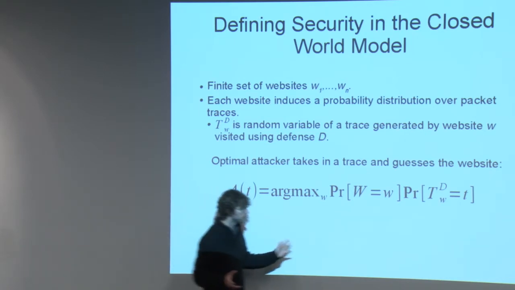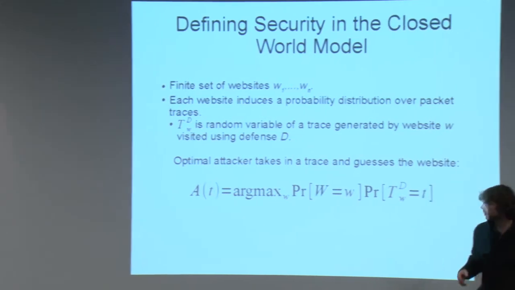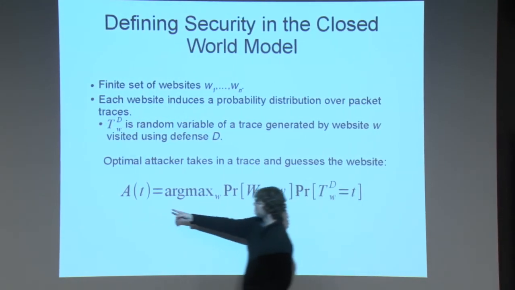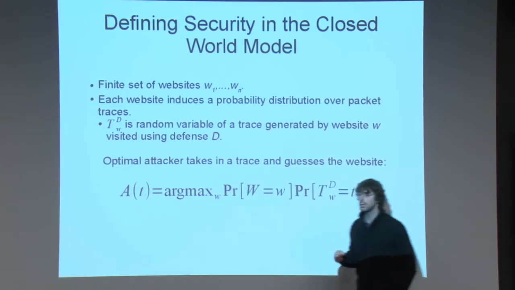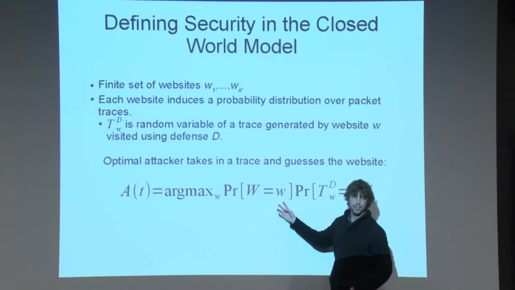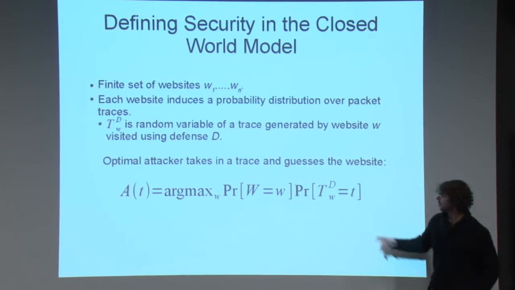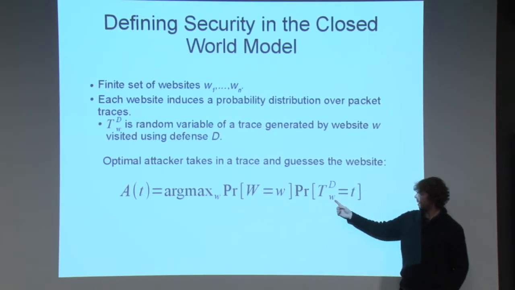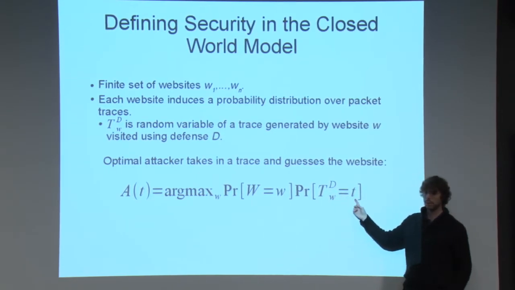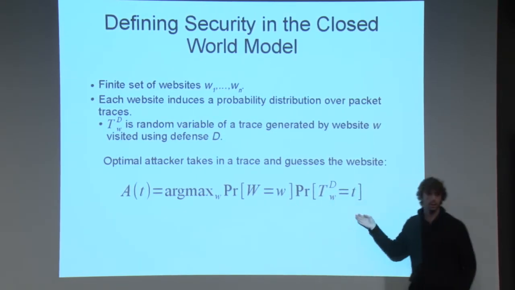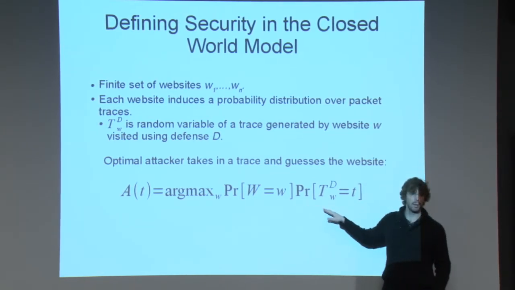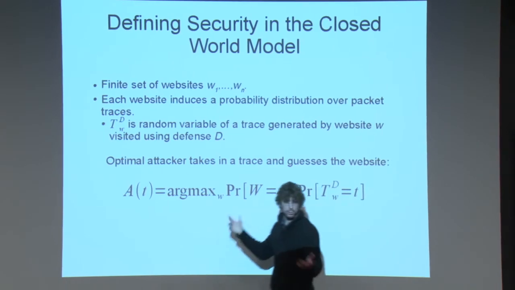And the definition may look fancy and complicated, but it's really quite simple. Basically, the attacker is given a trace, and the optimal attacker, if they have perfect knowledge of the distribution of websites that people visit and the probability that a particular website, when you're using a particular defense D, generates that particular trace, then they're just going to do argmax. They're going to guess the website that maximizes the probability that it outputs the input trace that they're given.